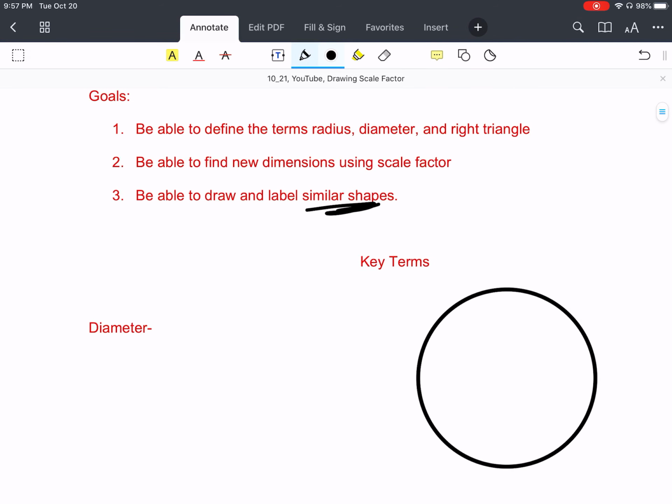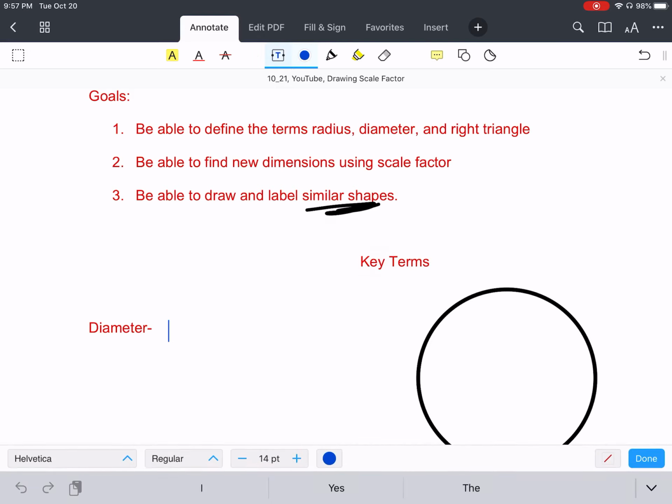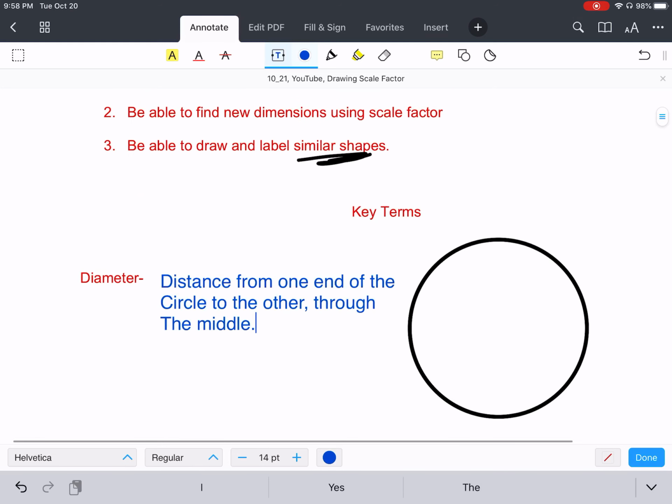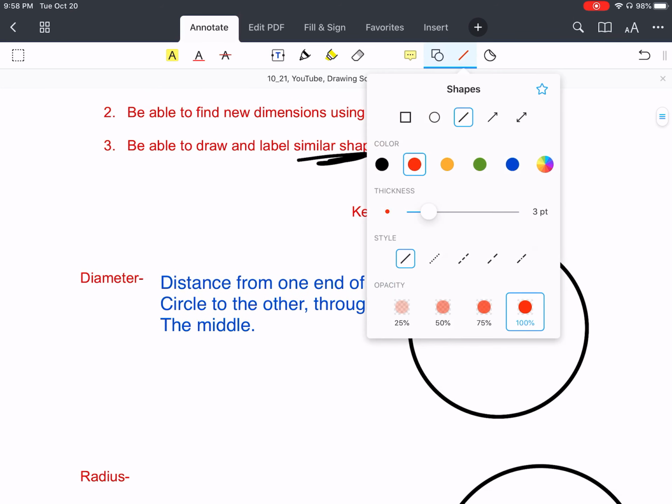All right, so I have drawn a circle next to the word diameter. And I am going to type so you don't have to look at too much of my handwriting. So, diameter, start with a definition. This is the distance from one end of the circle to the other through the middle. So the larger the circle, the bigger the diameter.